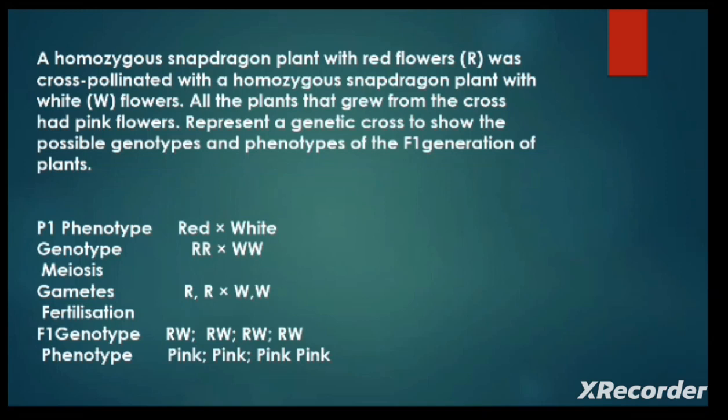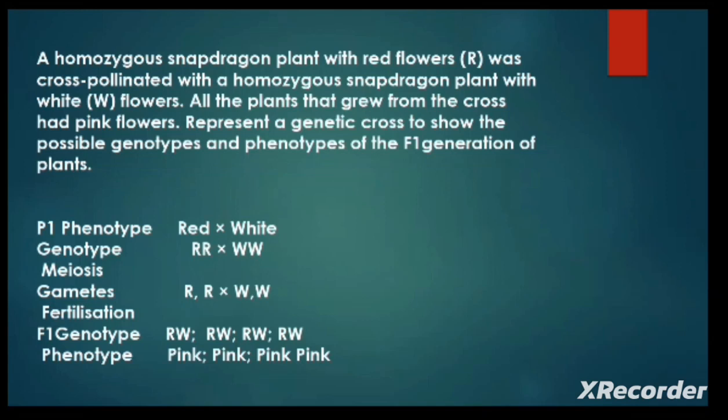So you write the sequence again: P1 next to P1 phenotype, genotype, meiosis, gametes, fertilization, F1 genotype, phenotype. You need to know this by heart. I told you nobody will give it to you in the examination. And then you substitute phenotype. We are crossing what? Red flowers and white flowers. And then what is their genotype?